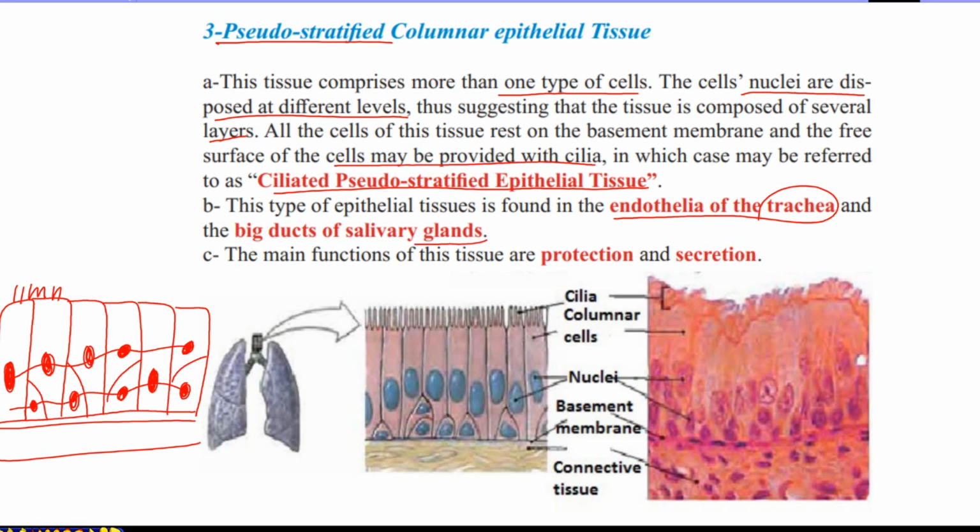Also, in glands it has the function of secretion. In the trachea, its function is protection, to trap the solid particles found in air and clean the air.